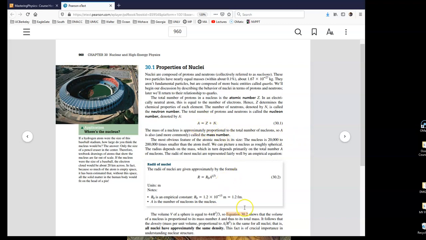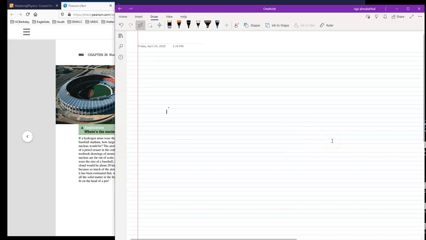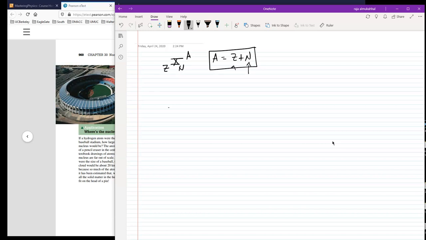So for any typical nucleus, let's call it X, you have the mass number A, and then you have the atomic number and the neutron number, right? And of course, A is equal to Z plus N. This is the number of neutrons and the number of protons, and when you add them up together, you get the total number of nucleons. When we say the word nucleons, we mean either protons or neutrons. It's a general word that describes both of them.